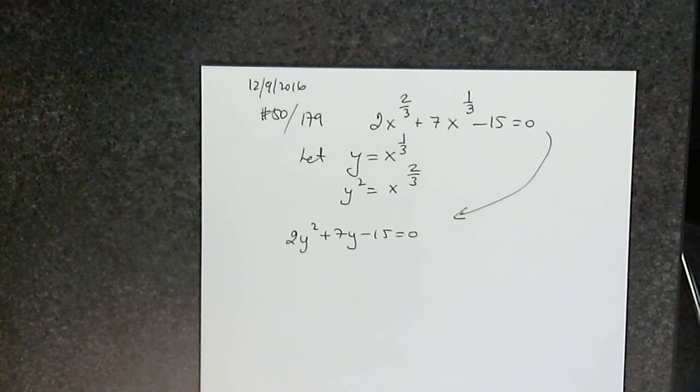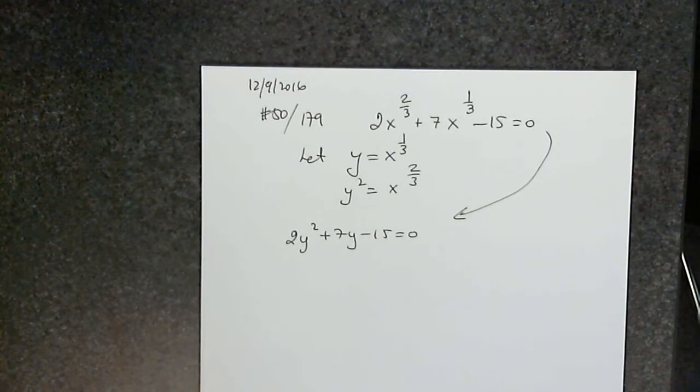So if y is considered to be x^(1/3), then when you square both sides, you get y squared on one side and x^(2/3) on the other, because you copy the base and multiply the exponents. 1/3 times 2/1 is 2/3. Therefore, the equation can be converted into this quadratic one.